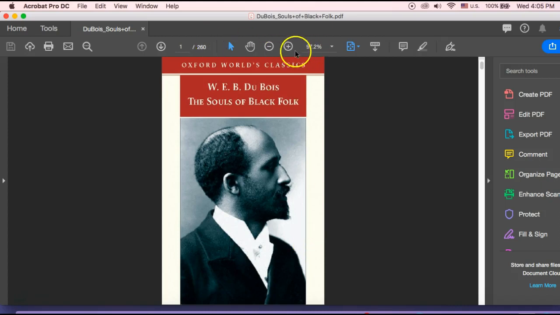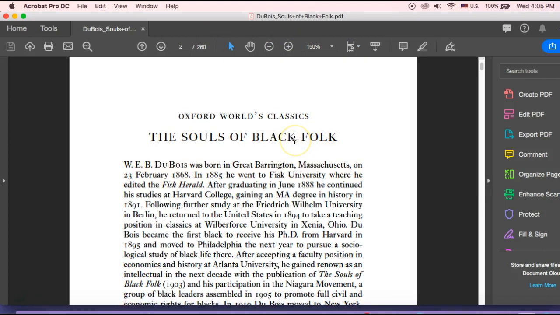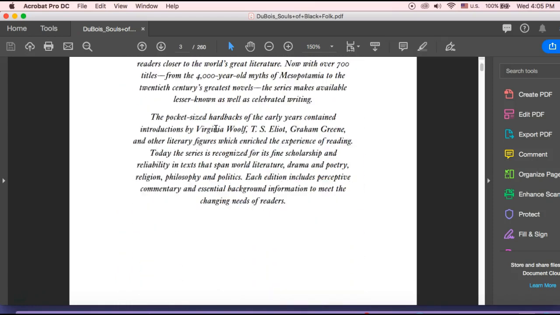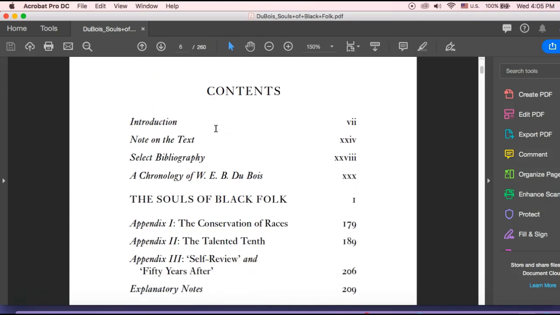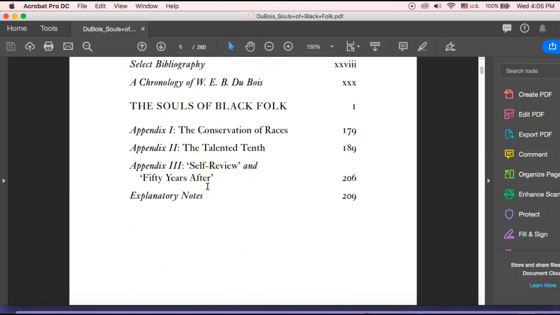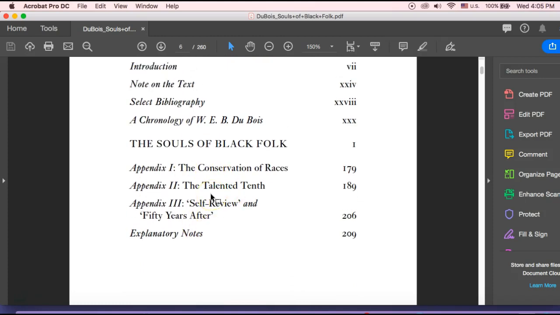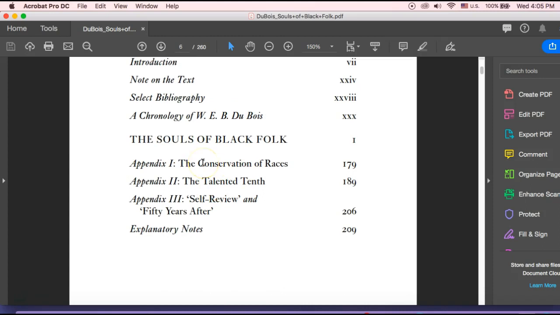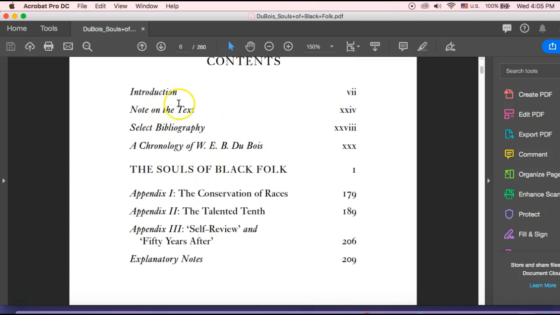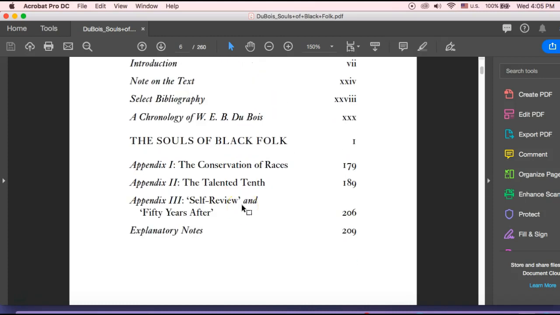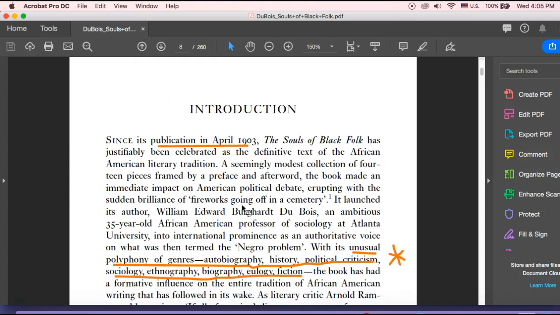So a way to speed read this, let's see if I get this up a little bit, right? You can get a little author bio and the blurb here. And then take a look at the contents, of course. So this shows you how the text can be used, or the aspects of the text. And you can see here there's going to be an introduction that you can look at, a chronology of the author, Du Bois, and then some explanatory notes. So those could be things you could look at really quickly, right?